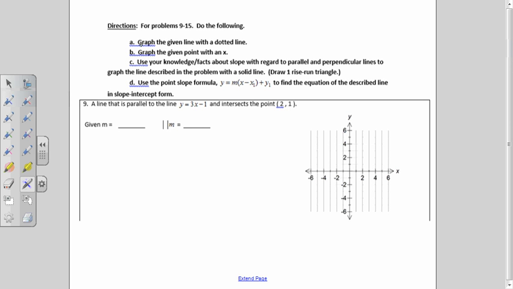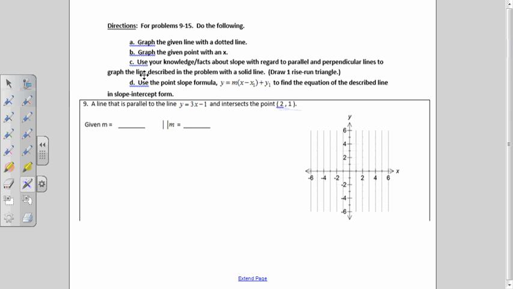So it says A, graph the given line with a dotted line. If you look at number 9, it says a line that's parallel to y equals 3x minus 1. Well, that is the given line. Then B, graph the given point with an x. In number 9, it says a line that is parallel to the line y equals 3x minus 1 intersects the point 2 comma 1. Well, this is the given point.